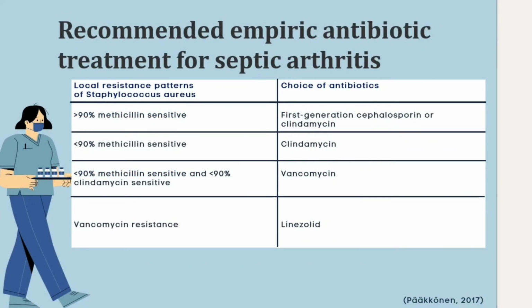Recommended empiric antibiotic treatment for septic arthritis. The table below shows the local resistance pattern of S. aureus with the respective choice of antibiotics. For more than 90% methicillin sensitive, the choice of antibiotic is a first-gen cephalosporin or clindamycin. If it is less than 90% methicillin sensitive, the choice of antibiotic is clindamycin. If it is less than 90% methicillin sensitive and less than 90% clindamycin sensitive, vancomycin is the choice of antibiotic. If there is vancomycin resistance, linezolid is the choice of antibiotic.